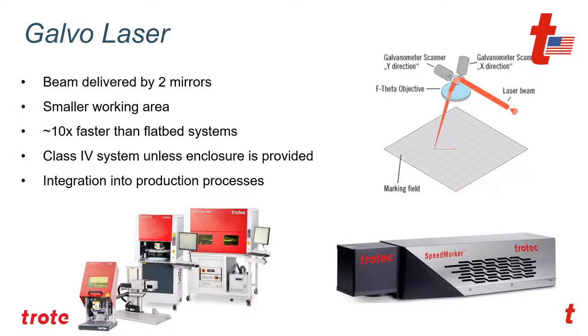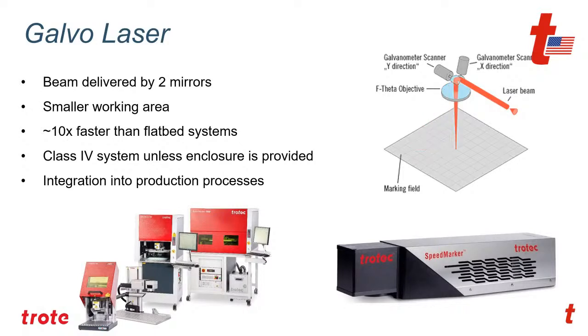The Galvo laser system, which I mentioned earlier, basically has 2 mirrors and a smaller working area, but it is 10 times faster than the flatbed gantry-based motion system. It is a Class 4 laser unless an enclosure is provided. This means that the enclosure is actually provided around the motion system. You can get this system as both an open Class 4 or an enclosed laser system as well.